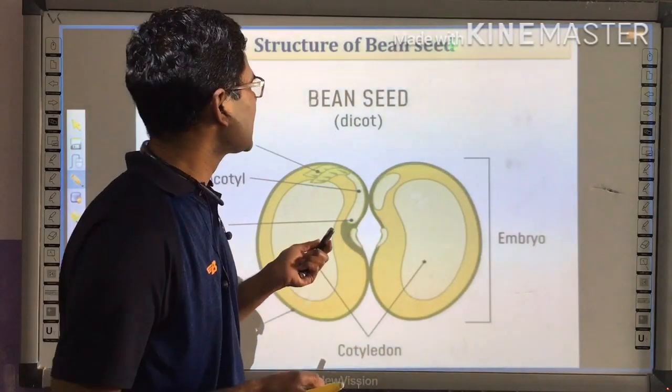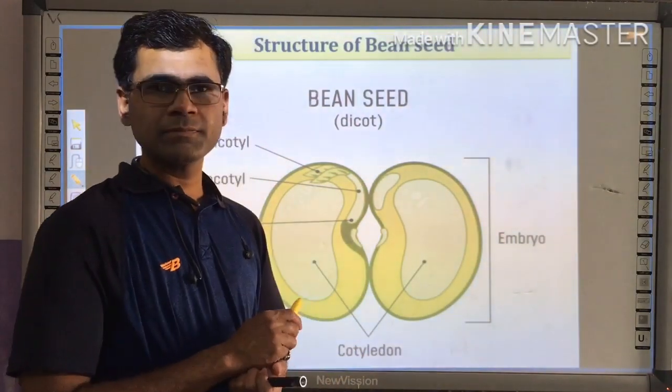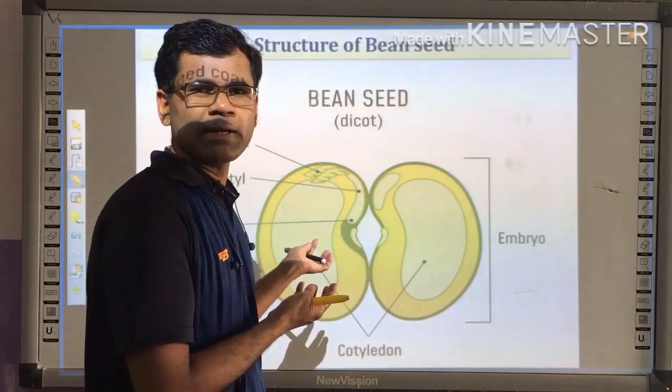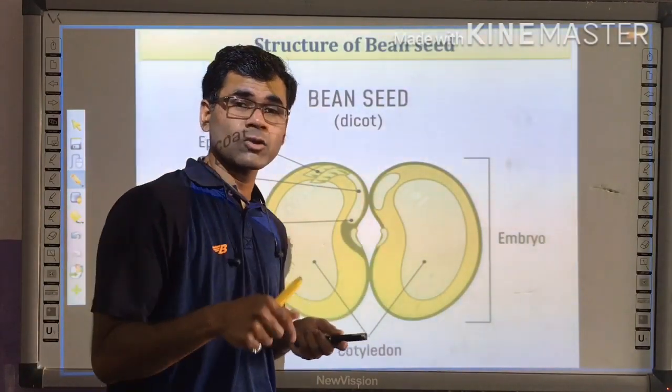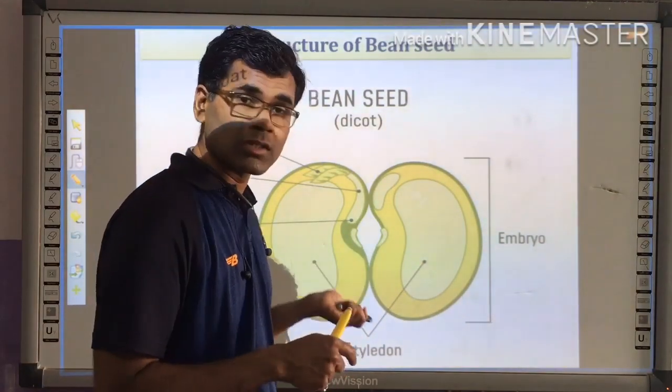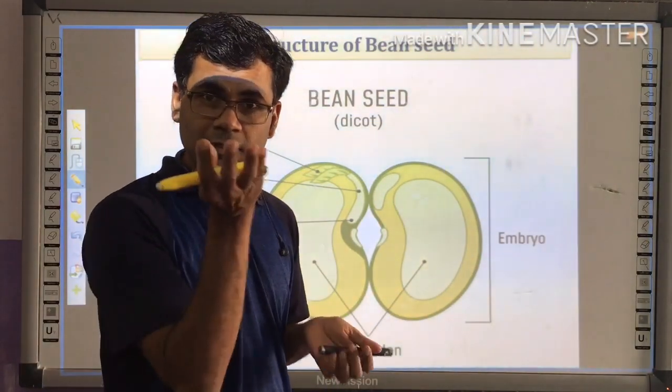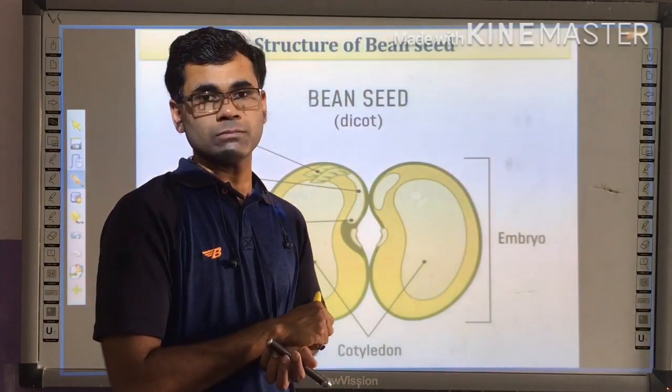So first of all, I would like to start with the structure of a bean seed. Bean is a very common element, present in all kitchens. And this is your homework: after finishing this lecture, you will observe all these seeds at your home.